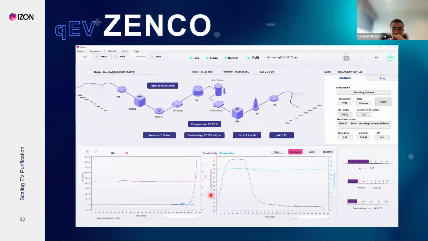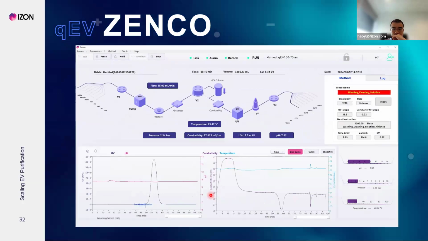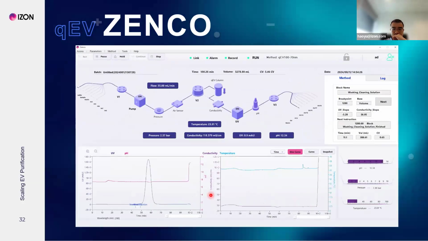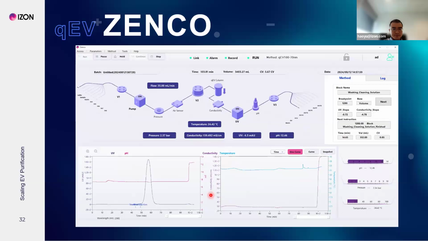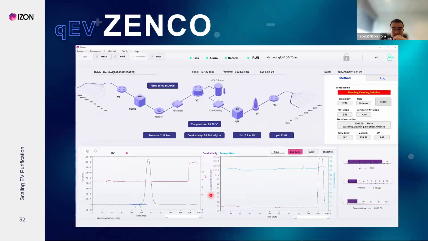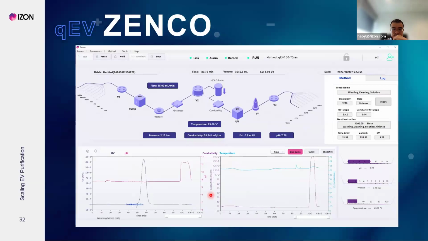The QEV Zenco has now switched to cleaning mode, starting with buffer. Sodium hydroxide then flows through the unit, causing a dramatic pH shift. Once the cleaning solution is flushed out, the pH returns to physiological levels, preparing the tubing and column for the next round without residual contamination.